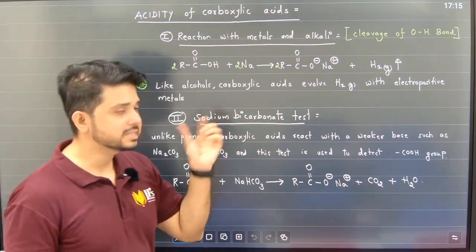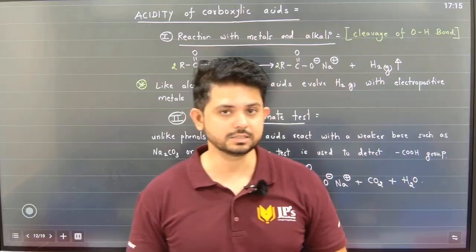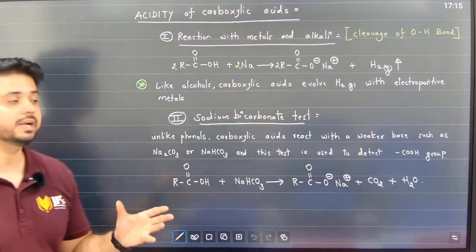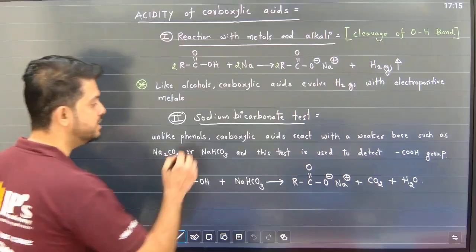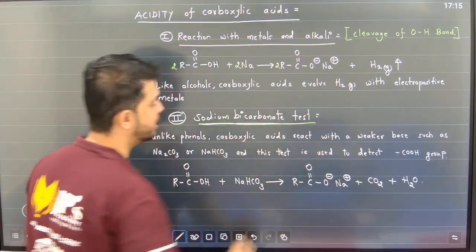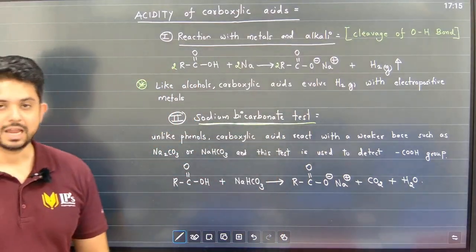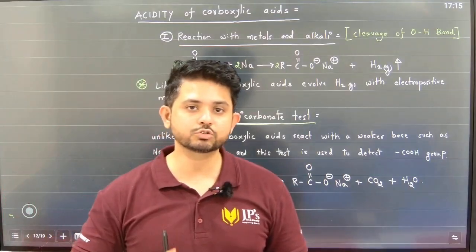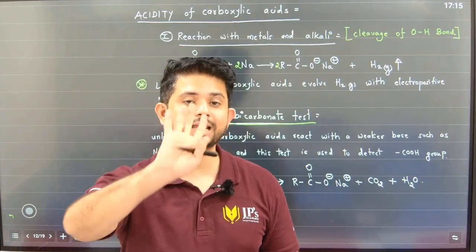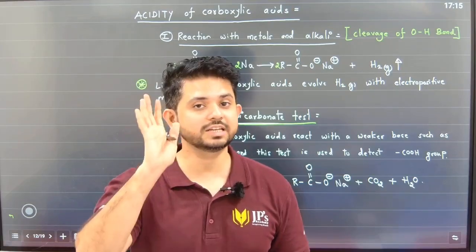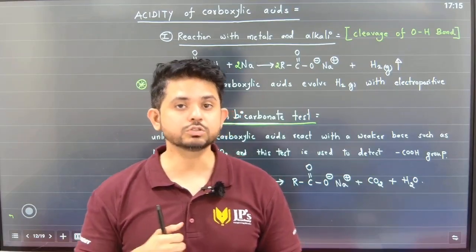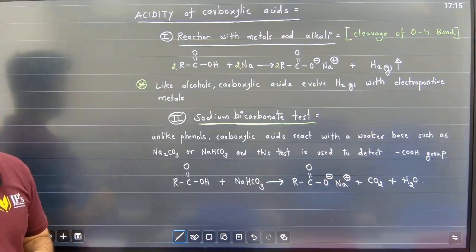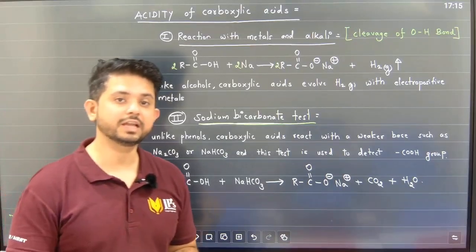Now, since carboxylic acids are stronger acids, they also react with weaker base such as sodium carbonate and sodium bicarbonate, and we study this as sodium bicarbonate test. Now, if I react phenols, phenols do not react with sodium bicarbonate, but benzoic acid, carboxylic acids do. So you can use sodium bicarbonate test as a test to detect or identify carboxyl group.